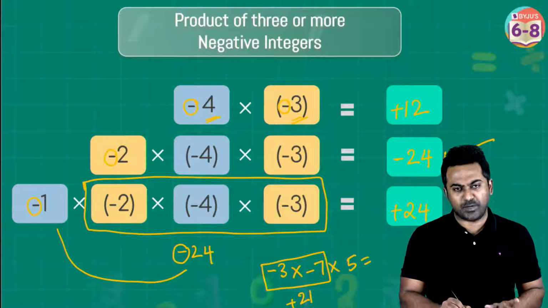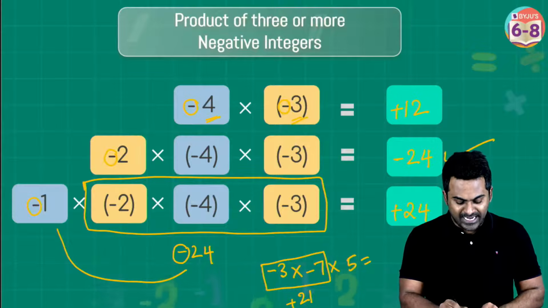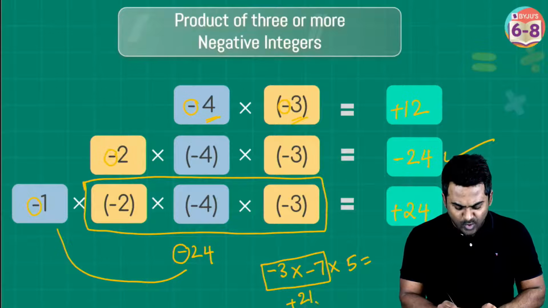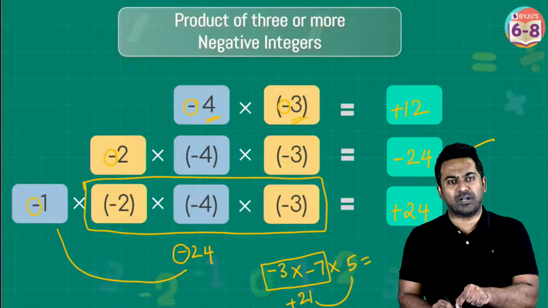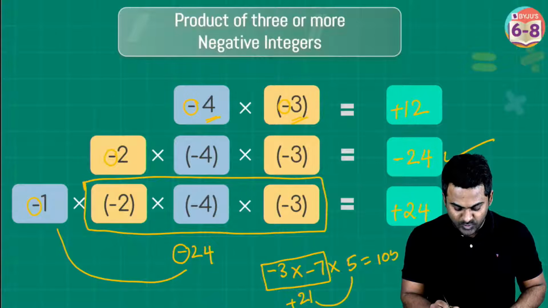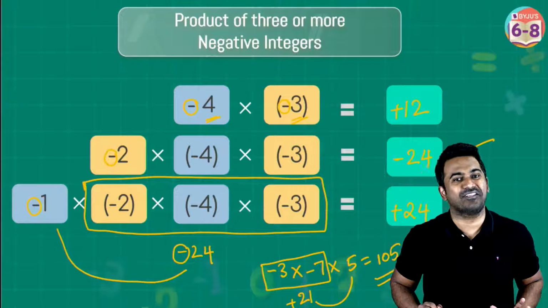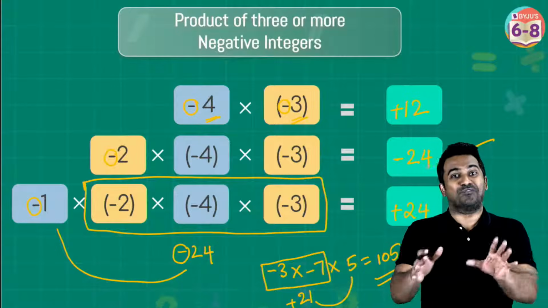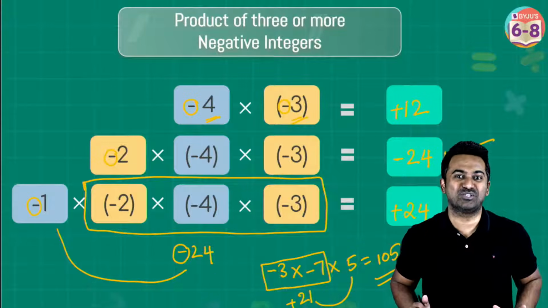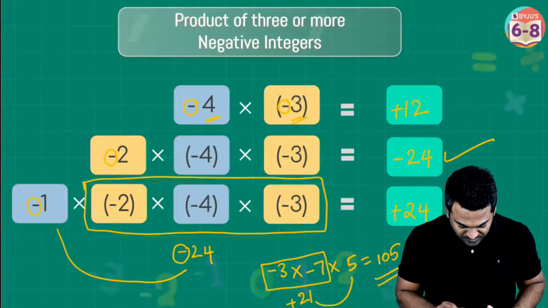Cool. So this is going to be what? Plus 21, right? Because 3 multiplied with 7 is 21. Negative multiplied with negative is positive. And now all you have to do is plus 21 multiplied with plus 5. The answer is going to be, very good, 105. So now we can safely move forward. I assume you guys have understood this. Awesome. Let's move on now.